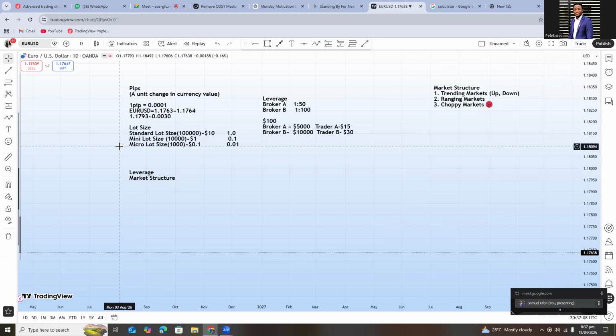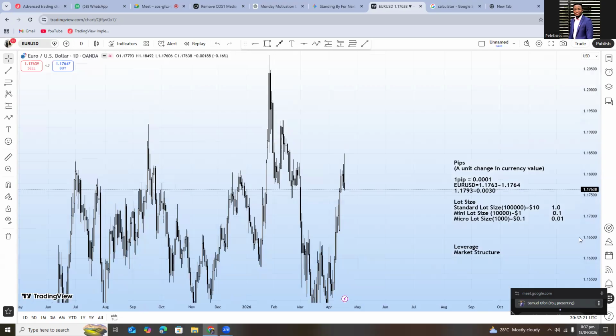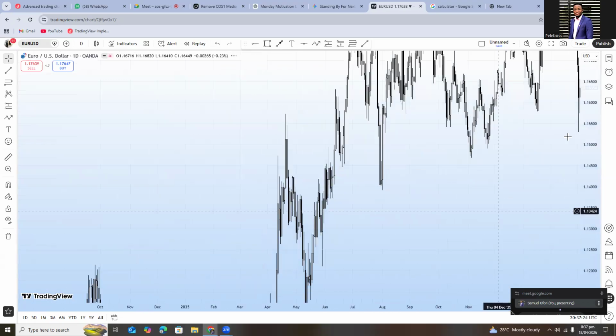So, like I said, the lesson is progressive. If you miss any of the lessons, you will not get the next lesson. So it's best you show up for all the classes. Okay. So now let us try to identify some market structure.